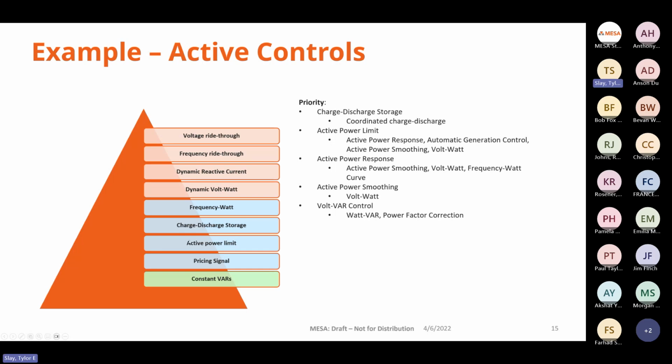We have our emergency controls: voltage ride through, frequency ride through, dynamic reactive power, reactive current, and dynamic volt watt, frequency watt, charge discharge storage, active power limit, price signal, and constant vars. So you can see, combining all of those together, we end up with a much thinner list after we've applied all the mutually exclusive designations and the priority conflicts and removed them from the list.